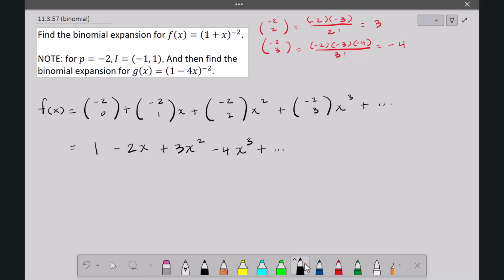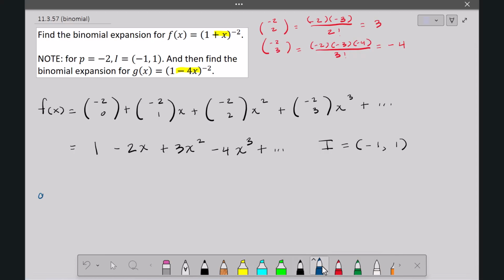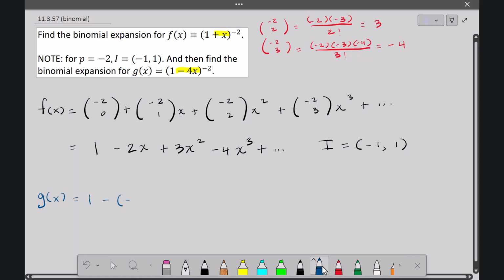And the interval of convergence is given to us. So we can put that over here. So it's ready for our next step. Our next step says, hey, what's the binomial expansion for this function g? All we did was modify x by turning x into negative 4x. So we're going to come on through and replace all the x's with negative 4x.